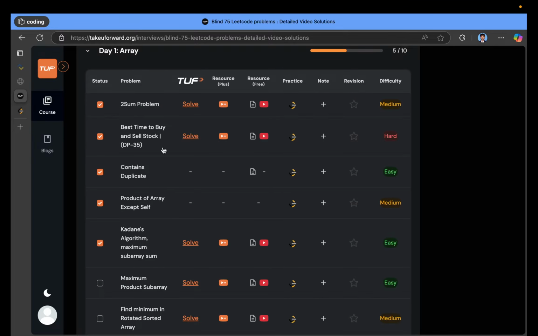Wow. And in which two are easy, two are medium, and one is hard. Not bad speed, I think, because one is hard also.